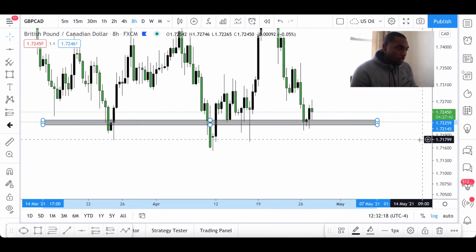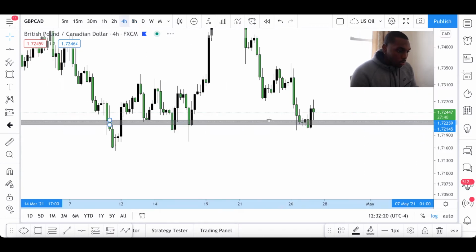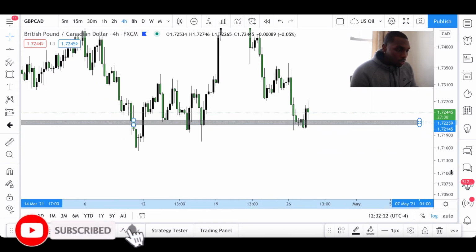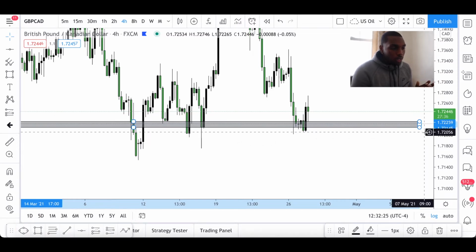So let's get into it. So 8-hour looks good. 4-hour. Now what I usually do when I get on the 4-hour is I delete my zones and I make them smaller, because sometimes when our zones are too big, it conflicts with our other zones, with our smaller zones in terms of entering a trade. Sometimes you have a big zone and you can't really pinpoint where you want to enter. This is why I delete my zones and I make a smaller zone.